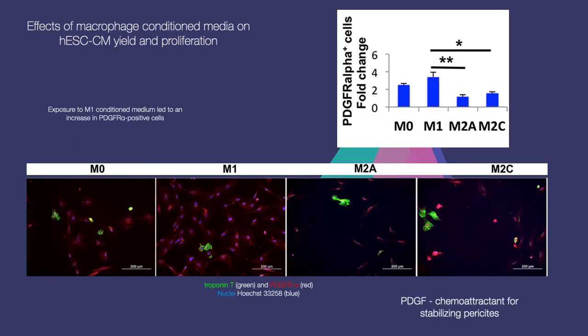This was further confirmed by looking at another factor, the PDGFR, which is a chemoattractant for stabilizing pericytes. The way that I took this to mean in the paper is that this would be an angiogenic factor. And as shown by the relative fold change in fluorescence, exposure to M1 conditioned media led to an increase in these PDGFR cells.